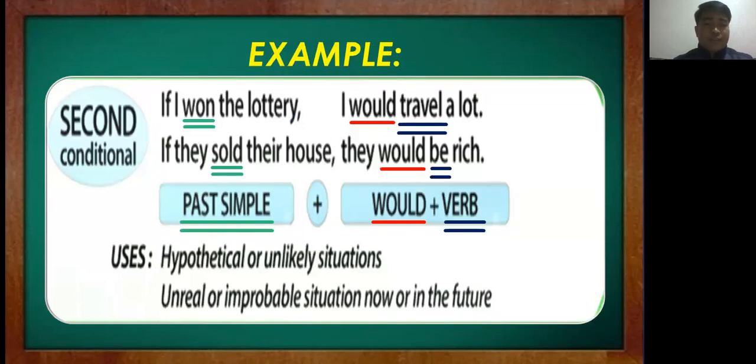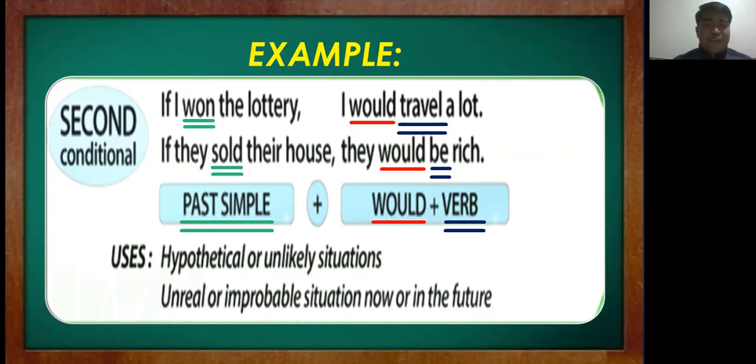If I won the lottery, I would travel a lot. If, past simple form of the verb won, then a comma after the conditional clause, which ends with the word lottery, then I would, and the base form of the verb travel. So meaning if I won the lottery, I would travel a lot. It simply means that you did not win the lottery.